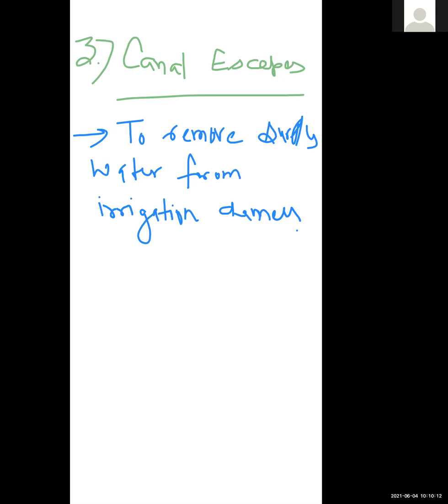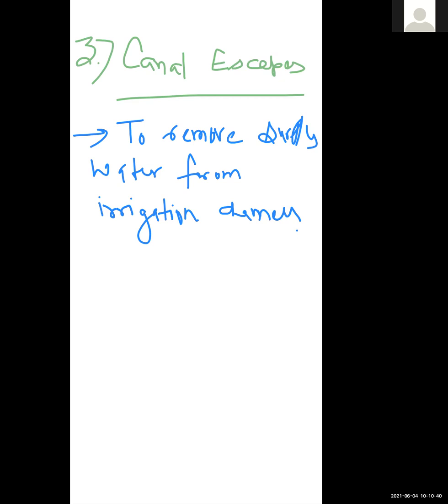So why does surplus water come in the main canal or branch canal? Due to some mistake or difficulties in regulation at the head, excessive rainfall, sudden closure of an outlet by a cultivator, or a sudden breach at the downstream side. These are the reasons for surplus water in channels.